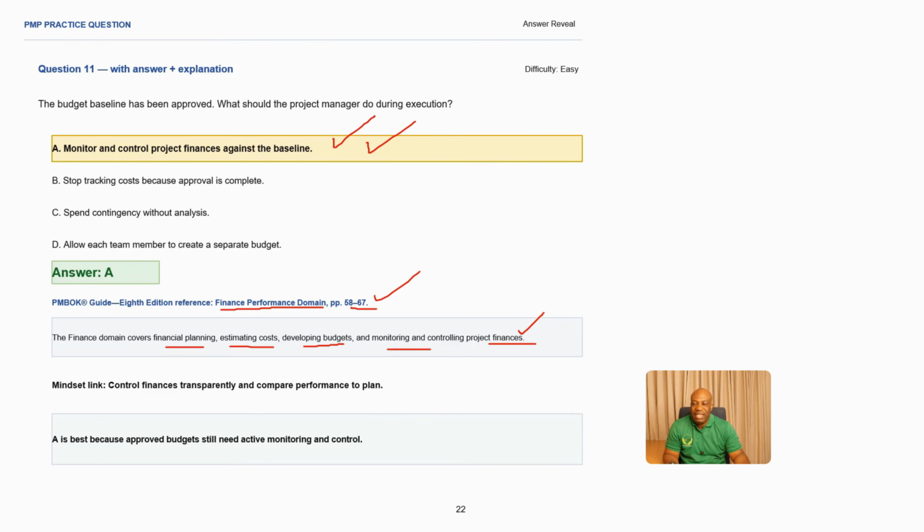So in terms of mindset that we're using to eliminate this, as we have seen, you need to control finance transparently and also compare performance to the plan. So this is an approved baseline. Approved baseline is where your plan is coming from. So you have to make sure that you are controlling against that. Making A the best answer, because approved budgets still need active monitoring and also control throughout the project, making A the best answer.